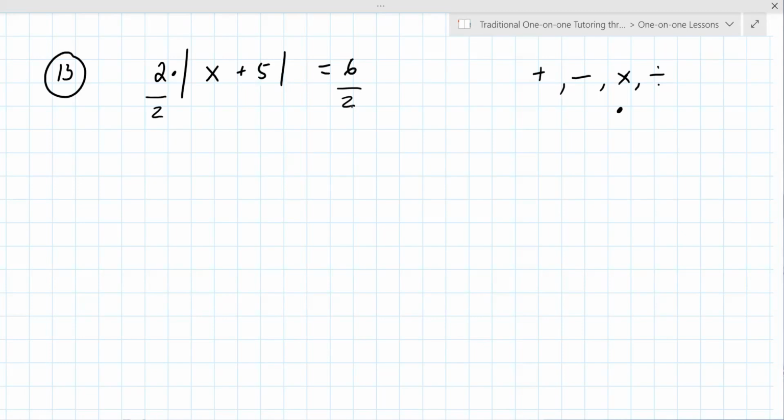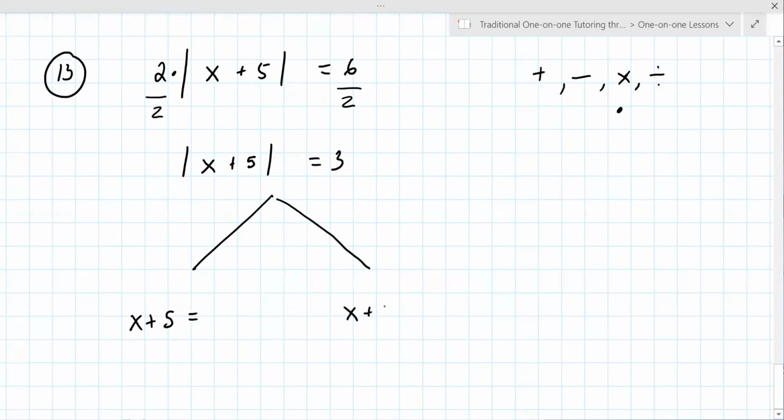Okay, so on the left here, this is absolute value of x plus 5 equals 3. So this becomes x plus 5 equals, and then here you write 3 in the first equal sign, and then in this other one you write -3.